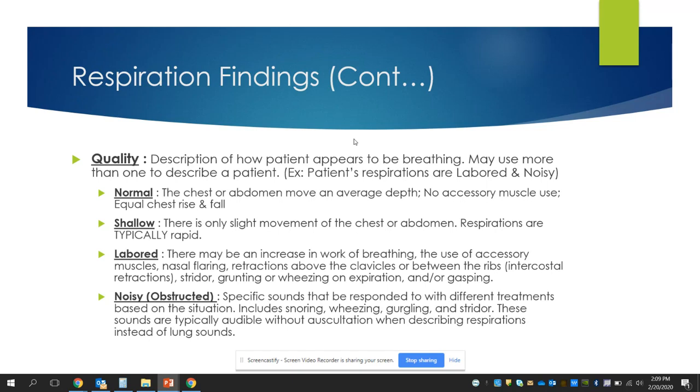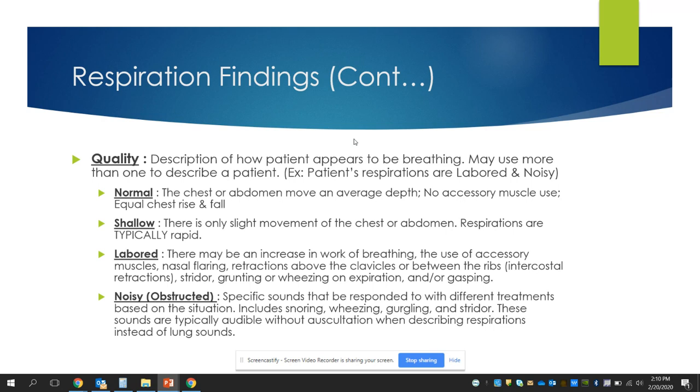Looking at the quality of the patient's breathing, that's going to be what's normal. All right, we have good chest rise and fall, average depth, no accessory muscle usage, the patient's not struggling, they don't have to sit in a tripod position to breathe, everything's going okay. If the patient is breathing more shallow, then that could be a concern for us, especially if it is slow and shallow.